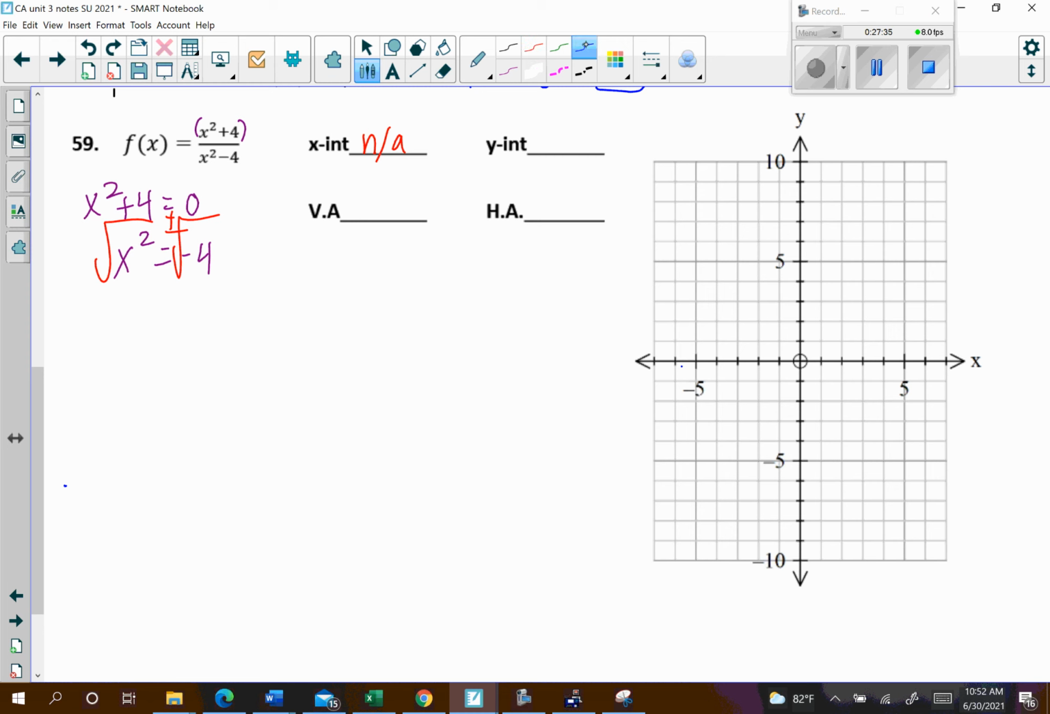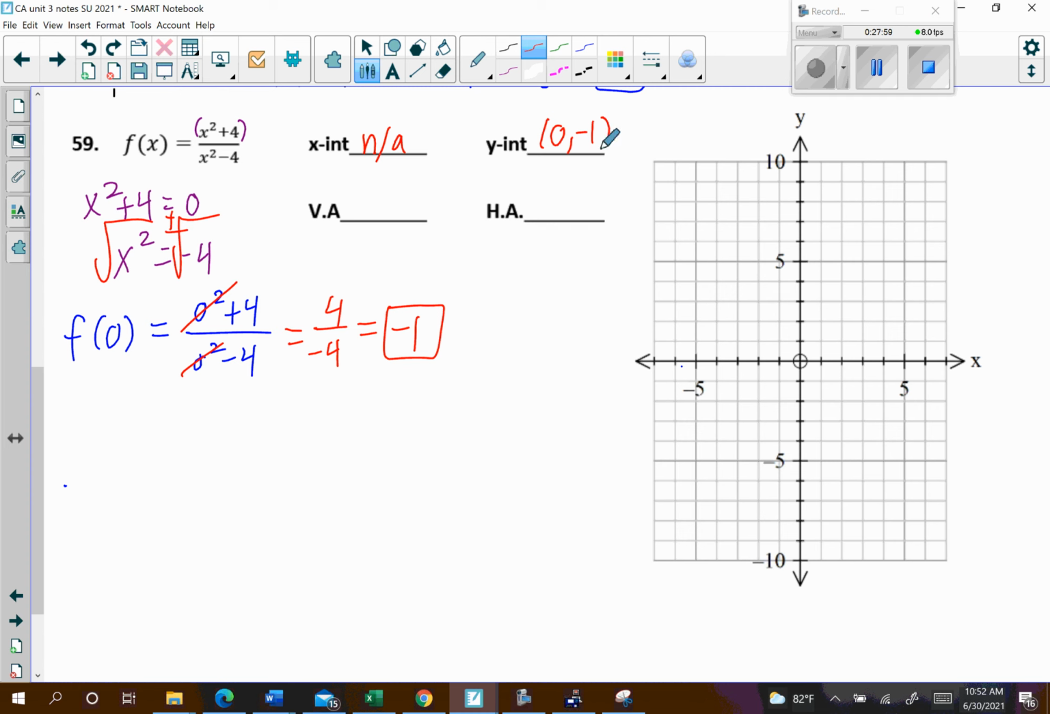And then the y-intercept, we'll evaluate the function at 0. So 0 squared plus 4 over 0 squared minus 4. And so the 0 squares will go away. We'll be left with 4 over -4, which is -1. And so let's see, that's going to be at (0, -1). Okay, so we have 1 point to work with.